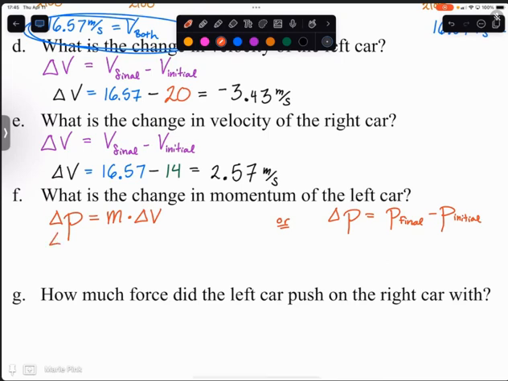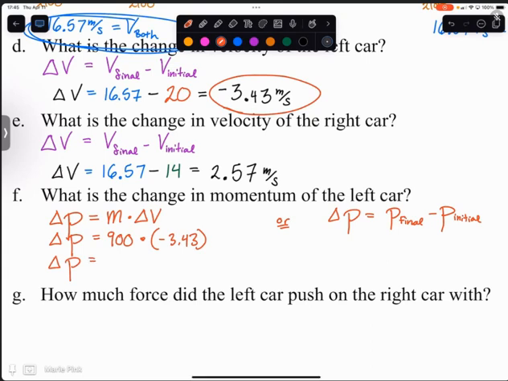So my change in momentum is equal to the mass of my car, which was 900, times the change in velocity of the car, which was this negative 3.43 meters per second. And so therefore my change in momentum is going to be equal to negative 3,085.71.